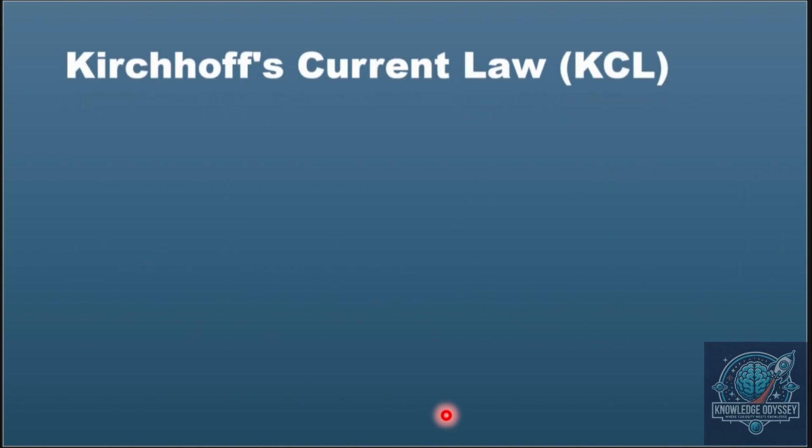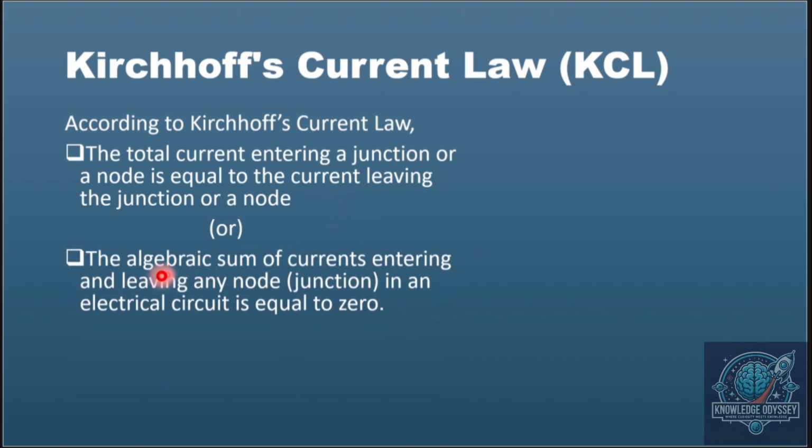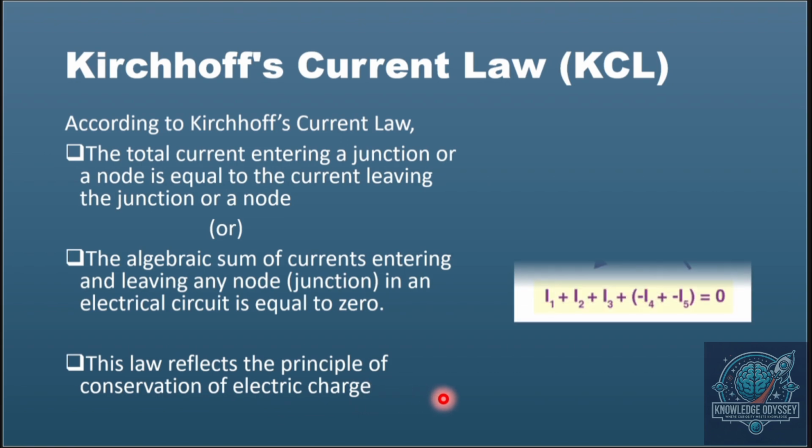The first law of Kirchhoff is called Kirchhoff's current law or KCL. According to Kirchhoff's current law, the total current entering a junction or a node is equal to the current leaving the junction or node. This can also be said in a different way. The algebraic sum of the currents entering and leaving any node or junction in an electric circuit is equal to 0. This Kirchhoff's current law reflects the principle of conservation of electric charge, which means charge can neither be created nor be destroyed. Now let's visualize this.